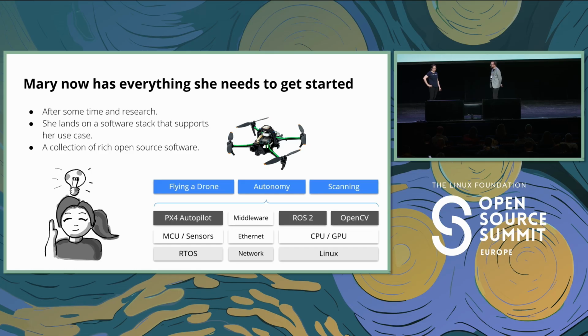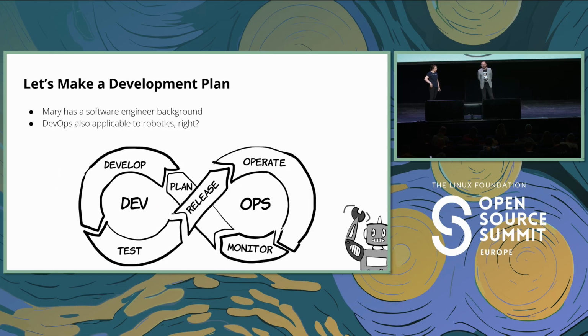Exactly. So perhaps it's time to go back a bit to our software development backgrounds. You guys all know the DevOps cycle, right? You do know it, right? You must know. So if that's applicable for software engineering, it must be applicable to robotics, right? I think it will work out. Let's see how it works out.